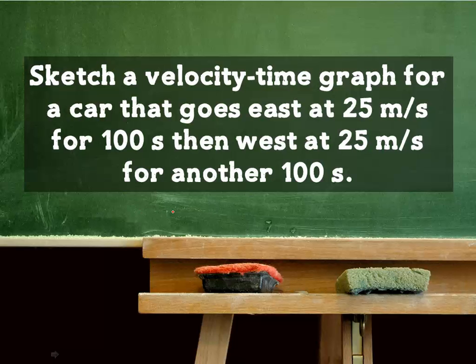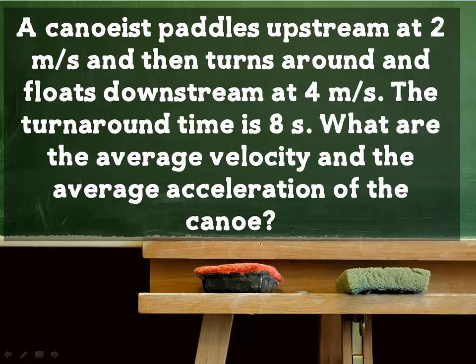Finally, I'd like you to try these on your own. Go ahead and try to sketch a velocity time graph for a car that goes east at 25 meters per second for 100 seconds, and then west at that speed for another 100 seconds. And then the second problem I'd like you to try on your own. A canoeist paddles upstream at 2 meters per second, turns around, goes downstream at 4 meters per second. Turnaround time takes about 8 seconds. What are the average velocity and average acceleration of the canoe?